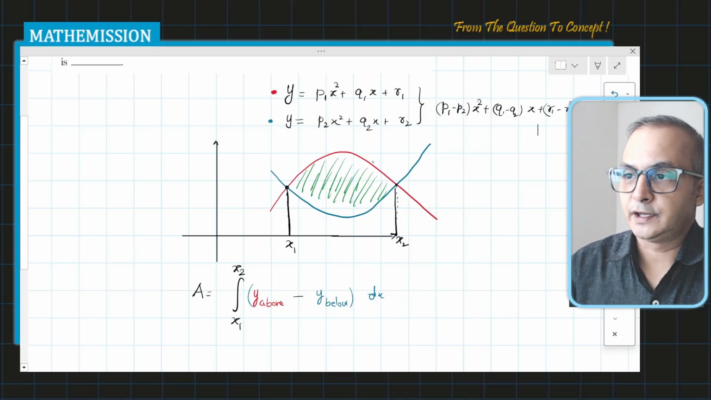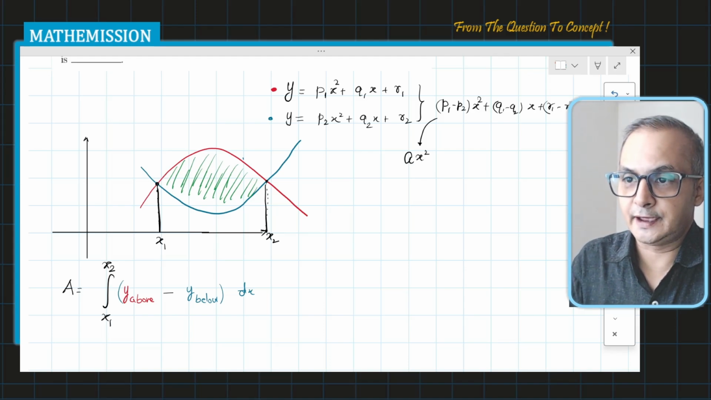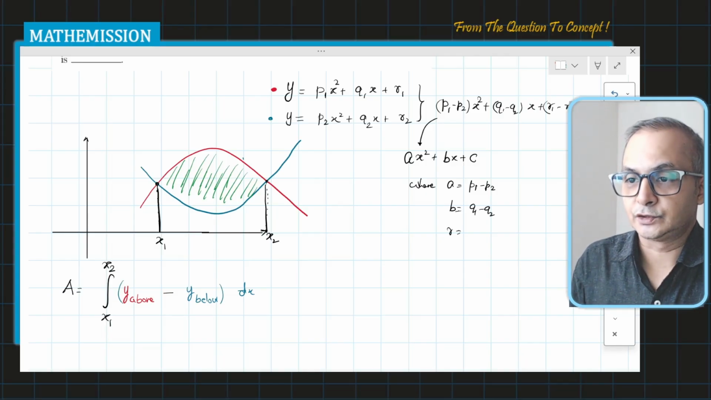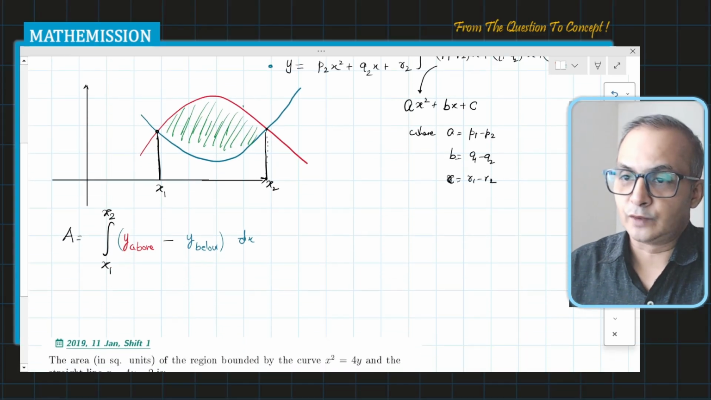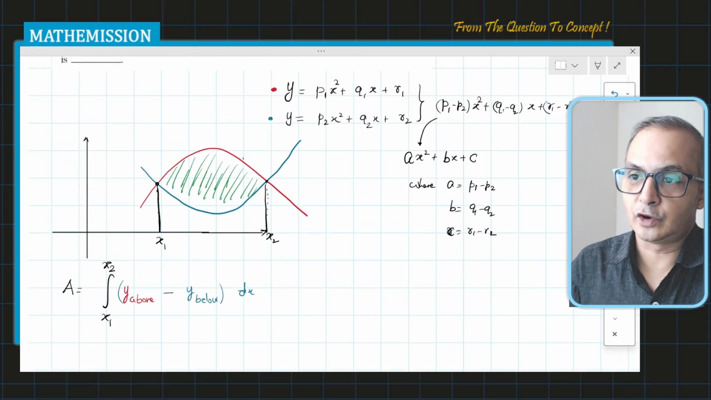So what I mean to say, let me just adjust this first. What I mean to say is this thing I'm writing as a new quadratic, ax squared plus bx plus c, where this a is our p1 minus p2, b is q1 minus q2, and the c is r1 minus r2. Now once I have this one, I have to find out the integration of this thing.